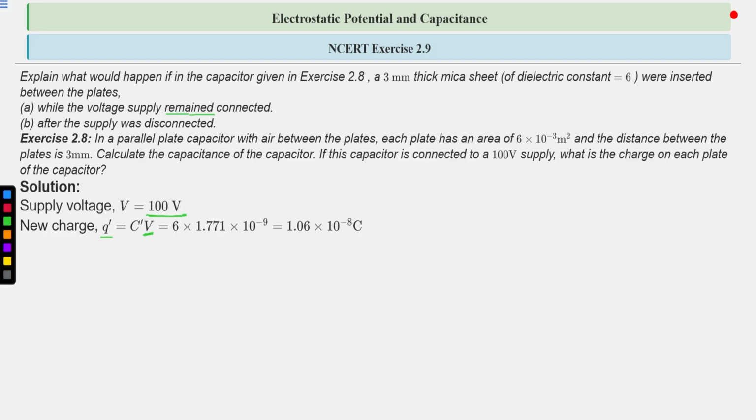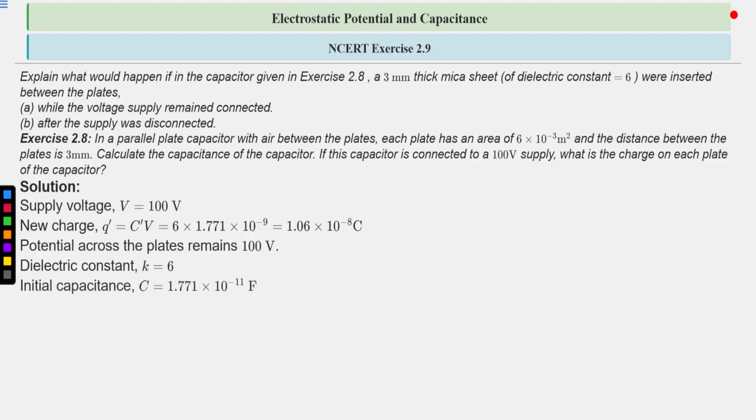So what is changed? Capacitance is changed. Due to change in capacitance and voltage remaining constant, the charge Q on the capacitor will change, which is equal to 6 into 1.771 into 10 to the power minus 9, which is equal to 1.06 into 10 to the power minus 8. So potential across plates remains the same because the battery is connected. Dielectric constant K is equal to 6. Initial capacitance was this when there was air between the plates, and new capacitance will become 106 picofarad.